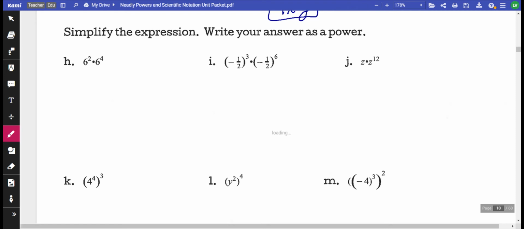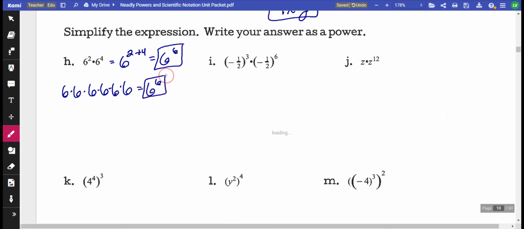I have the same base, so that means I'm going to add the exponents. 6 squared times 6 to the 4th, 2 plus 4 equals 6 to the 6th power. If you prefer, you could write 6 times 6 times 6 times 6 times 6 times 6. So you have 2 6's times 4 6's, a total of 6 6's, so 6 to the 6th power.